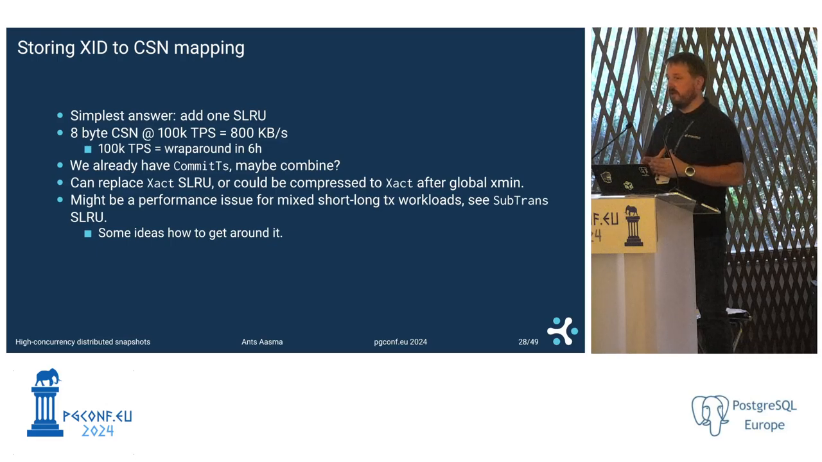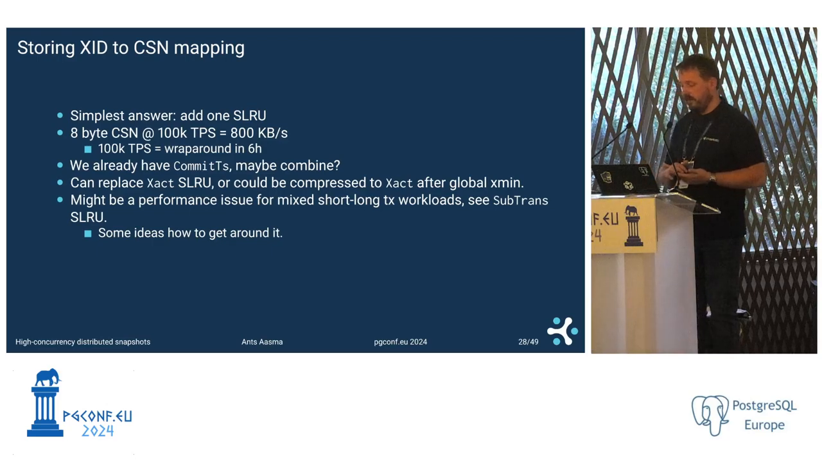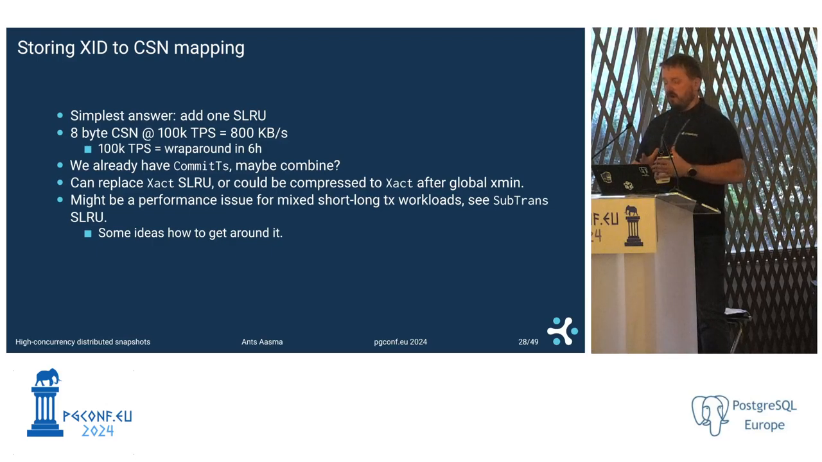And an interesting part is that this exact SLRU that is storing the information, did we commit or not, we can also replace this with this CSN value, because if we don't have a CSN, we didn't commit. If we do have one, we committed. And actually, after a bit of time, when you don't care about what was the exact order that stuff completed in, when it's long in the past and we know everything did complete, we can actually compress this CSN SLRU into the commit-status form, which would make it 64 times smaller, or whatever size we pick for our CSN.